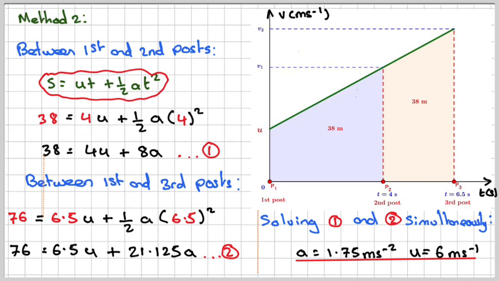So this has been a video to show you how to set up simultaneous equations using SUVAT equations and then being able to solve them.